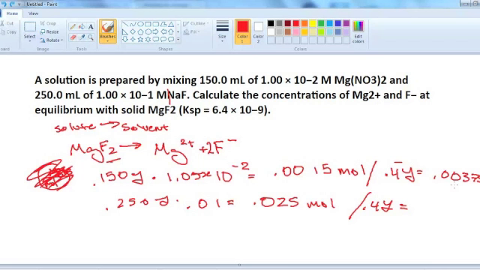Alright, so now that we have the moles, we gotta divide it by the total number of liters that we have in the solution, which is 0.4 liters. And that leads us to 0.00375 molarity of that Mg2+, and with this 0.0625 molarity of F-.